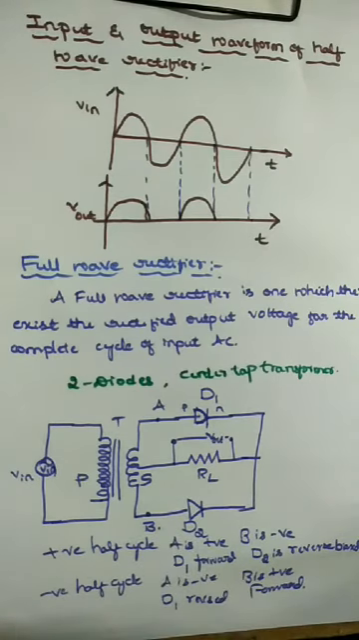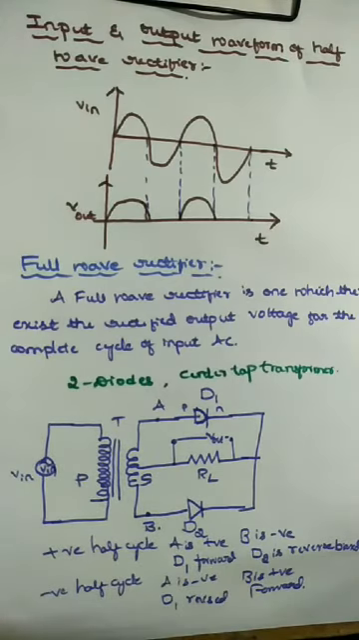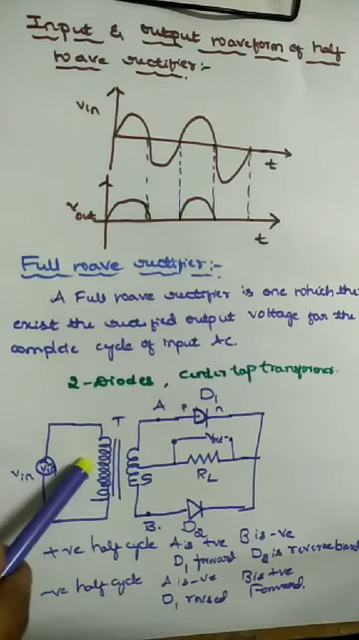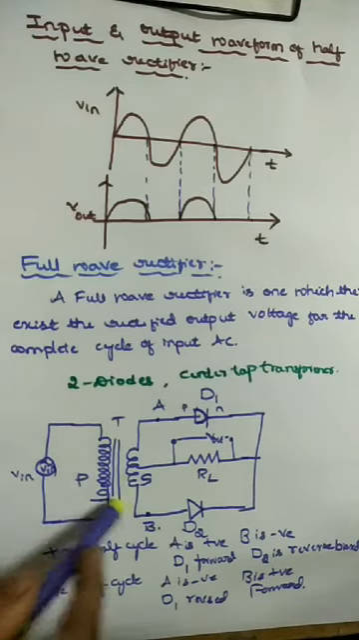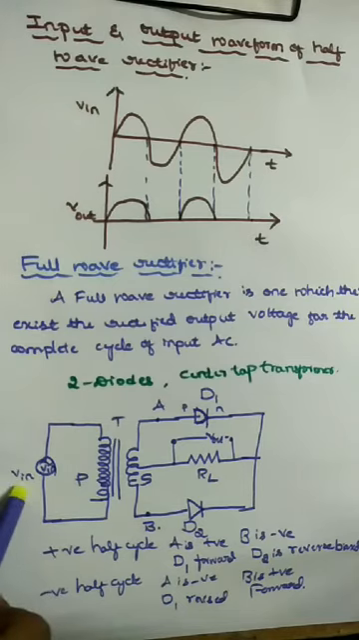Thus there exists a rectified output voltage across RL during both half cycles of the input cycle. Hence the circuit is referred to as a full wave rectifier. So this is the construction of the full wave rectifier. Here we use a center tap transformer. This is the primary, which has more turns than the secondary coil. The primary is connected to V input, the source of alternating current.